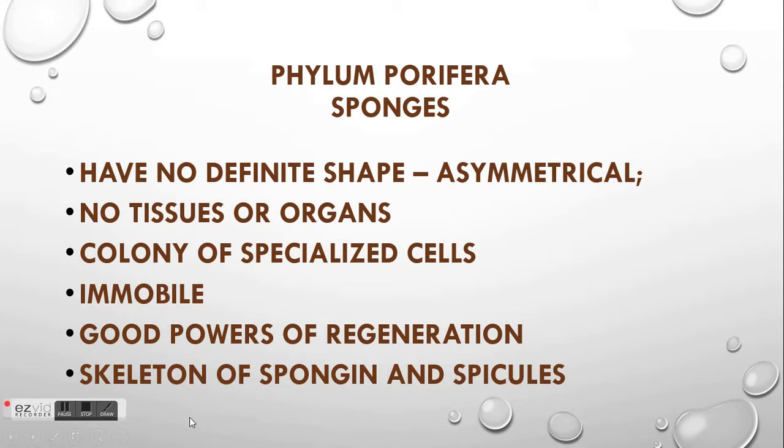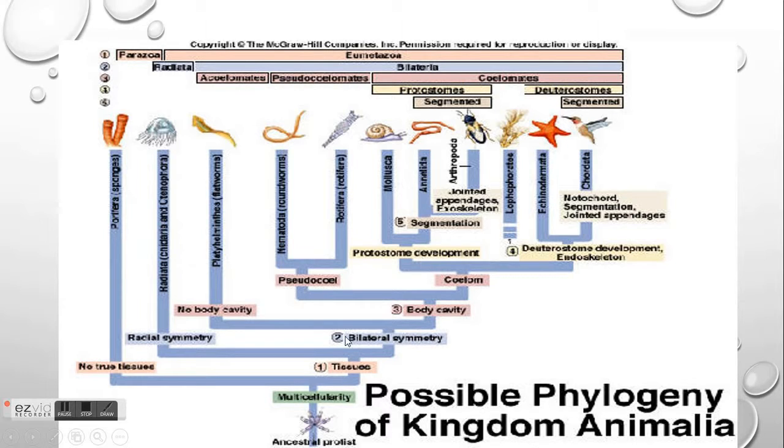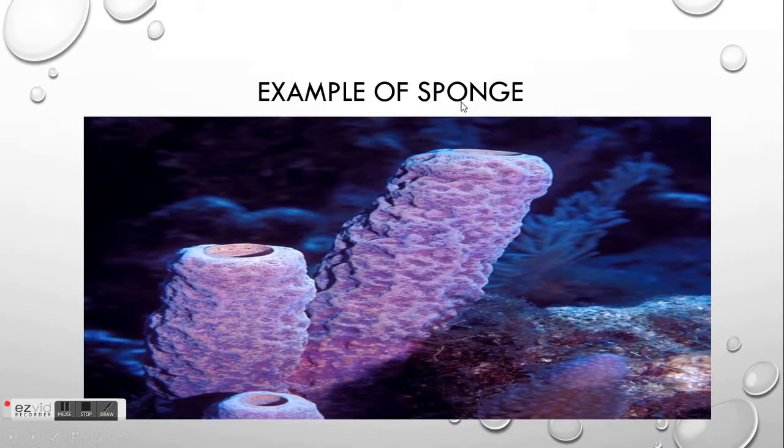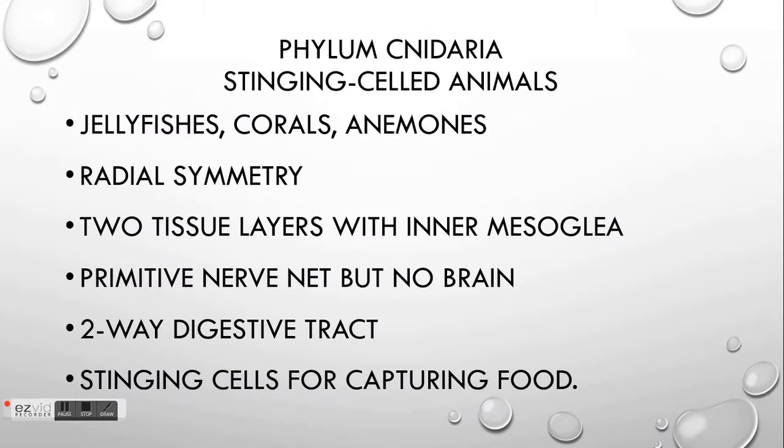Just talking about the phylum Porifera. There are sponges that have no definite shape, asymmetrical, no tissue or organ. They have a colony of special cells. They don't move, and the skeleton is made of spongin and spicules. So as you can see here, no tissue. An example of a sponge will be this organism found in the depth of the seas. So this is an example of a sponge.